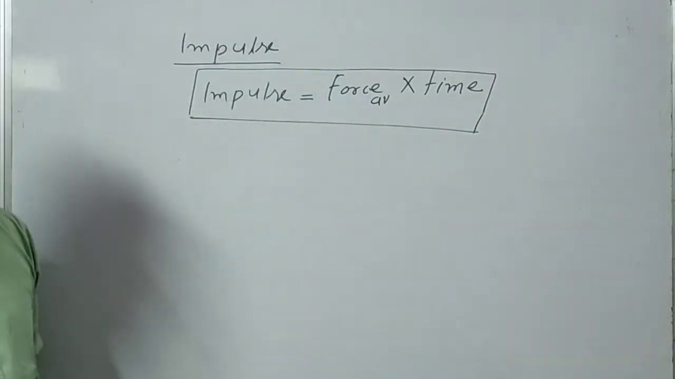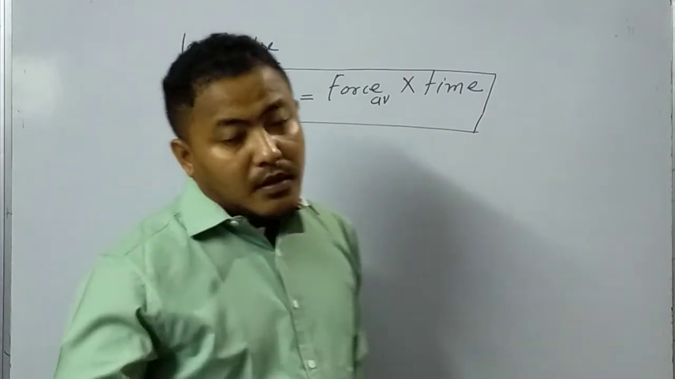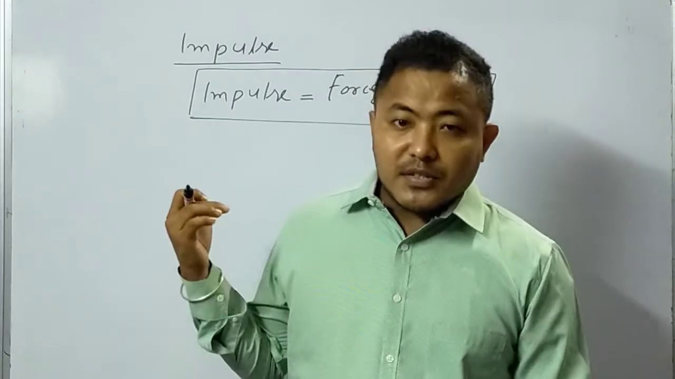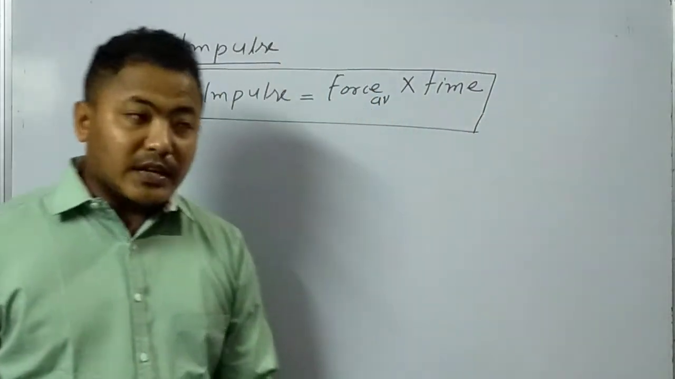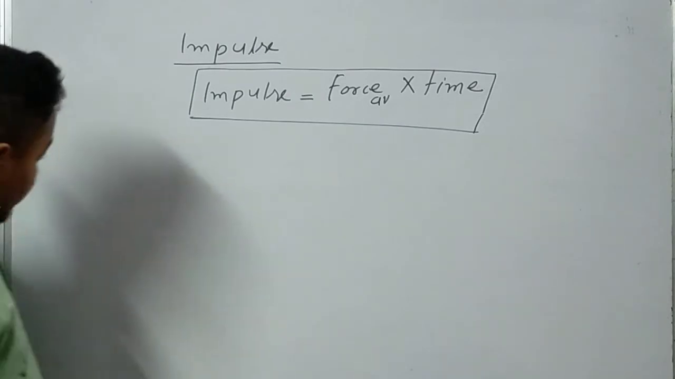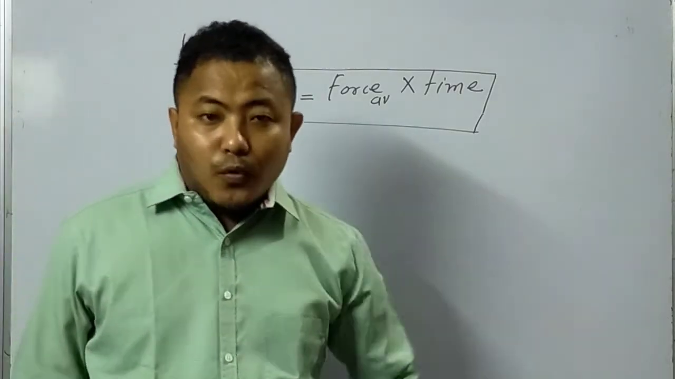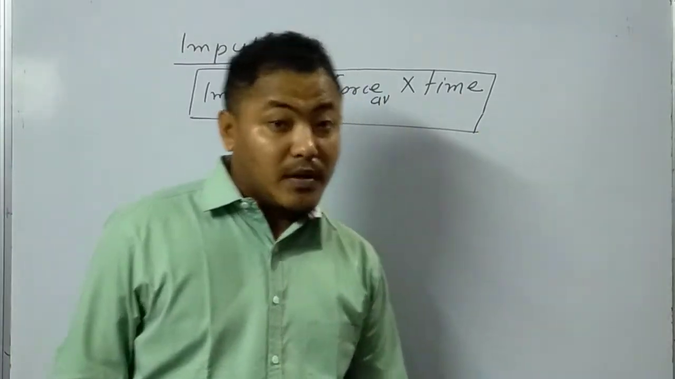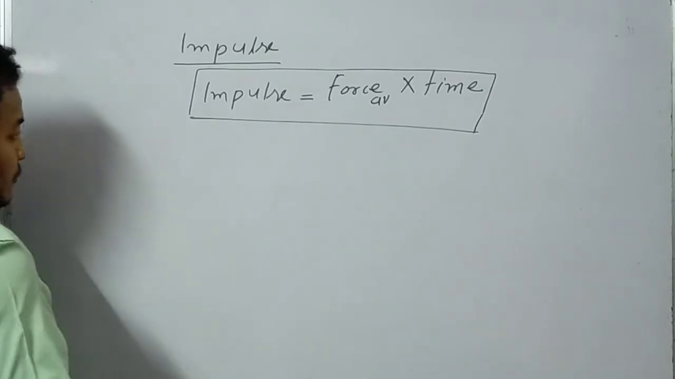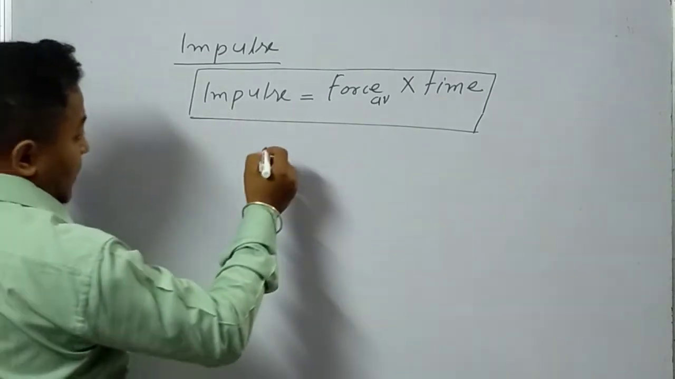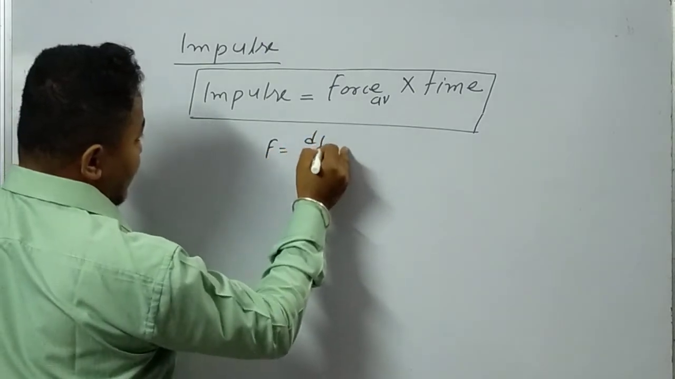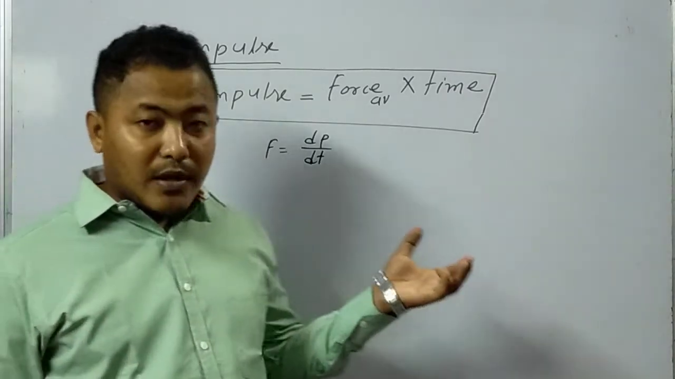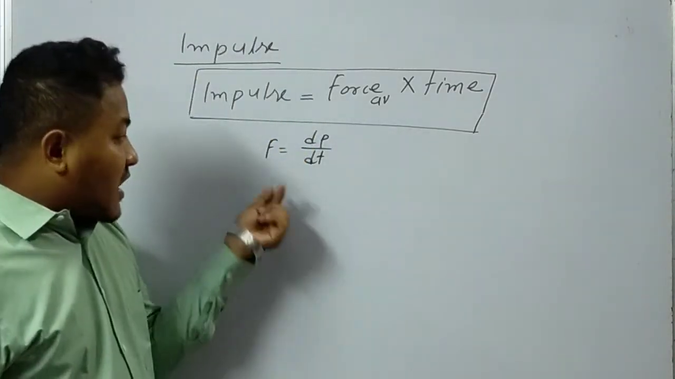So I have also given the examples of impulse. Apart from that, how can we prove that the impulse is also the change of momentum? We can use Newton's second law in this regard. If we use Newton's second law, we can see how the impulse is related to the rate of change of momentum. According to Newton's second law, F is equal to dP by dt. The applied external force is equal to the rate of change of momentum.